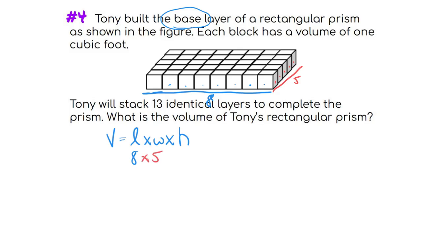And then our height is going to come from that number of layers. It said that he's going to have 13 identical layers. Layers give height. And so 13 is our height.